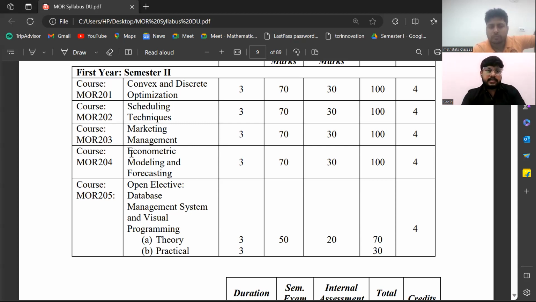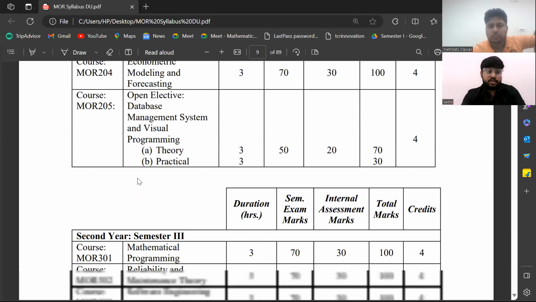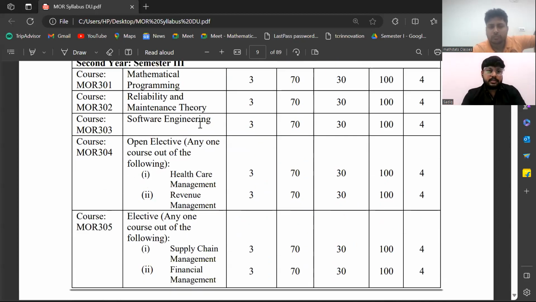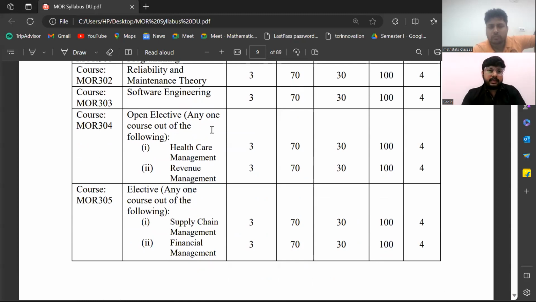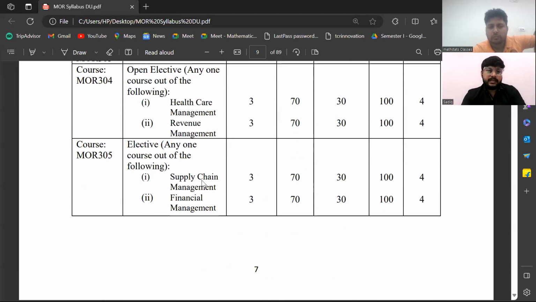There is another subject, econometric modeling and forecasting. You are going to learn the basics of machine learning in econometrics, modeling and forecasting, and database management systems. That is also an important subject for data science. In the third semester, there are mathematical programming, reliability and maintenance theory, software engineering, and a lot of options like healthcare management, revenue management, and supply chain management. You must have heard the name of supply chain management.